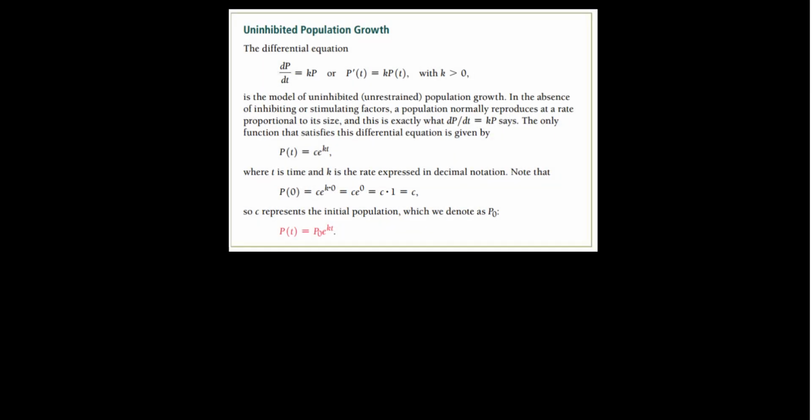Uninhibited population growth. Well, heck, we've lived through the coronavirus, or COVID-19, and we've seen all sorts of projections and things like that. And where do these projections come from? Well, they come from something like this: uninhibited population growth, and the population here would be the virus. Well, we have the differential equation, dp over dt, equal to kp, or everything we just talked about. This is the model of uninhibited or unrestrained population growth. So in the absence of inhibiting or stimulating factors, a population normally reproduces at a rate proportional to its size.